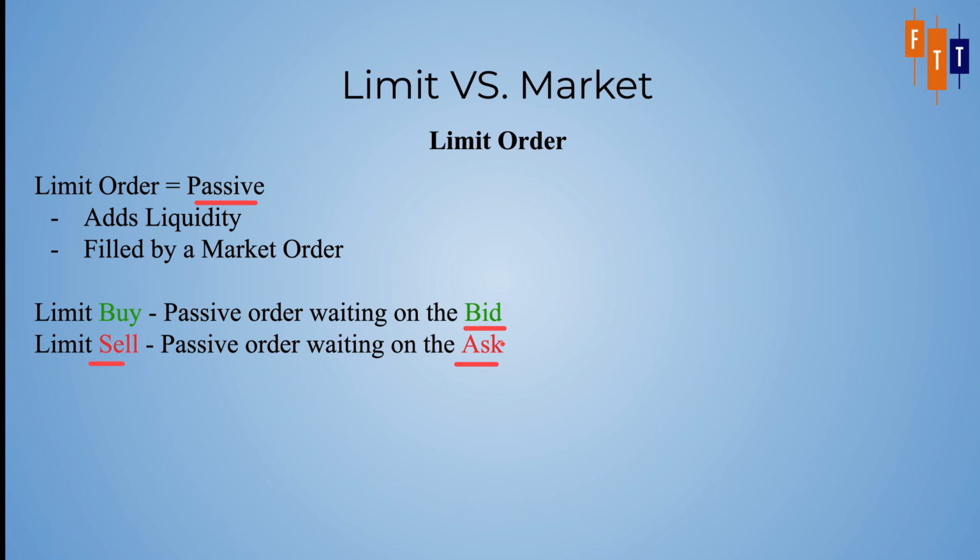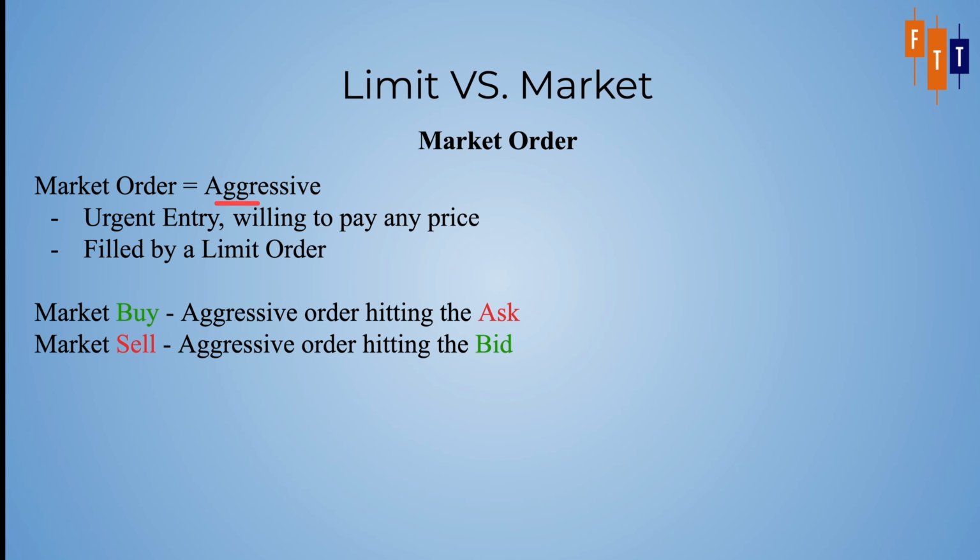All right, you are asking 100,000 for your Bitcoin, and then your bid is you are buying Bitcoin at 40,000. I don't want to buy Bitcoin unless it's 40,000, and I'm going to put my buy there and wait until it gets filled. A market order is aggressive. It's an urgent entry, and you're willing to pay any price, and it's filled by a limit order.